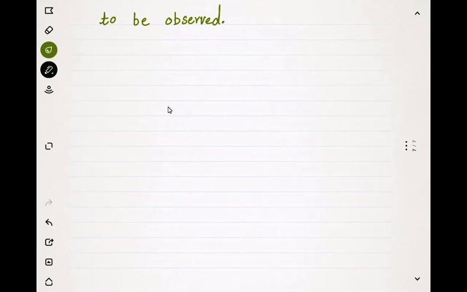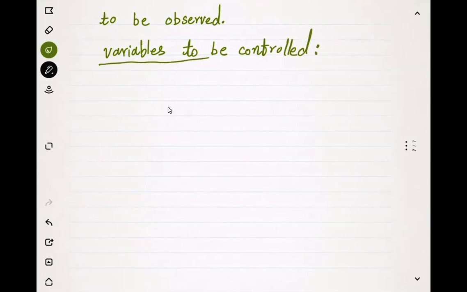Now you will write variables to be controlled. This is for fair testing. You want the dependent variable only to be affected by the independent variable, because if there are some other changes which could affect the dependent variable, then your results will be unreliable or doubtful. So you have to maintain everything else which can affect the dependent variable.